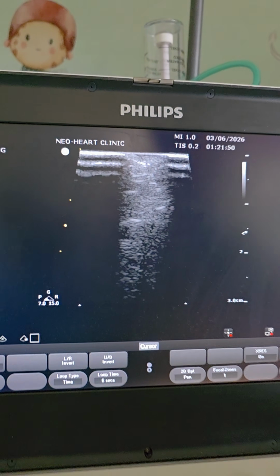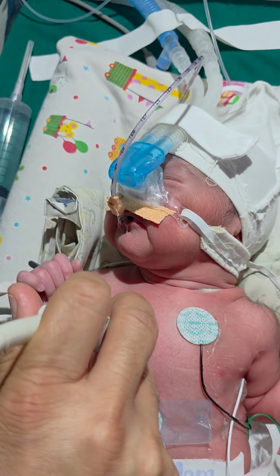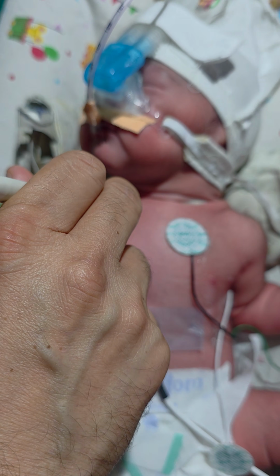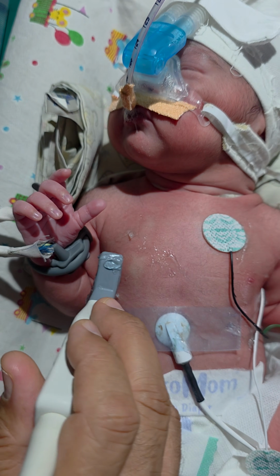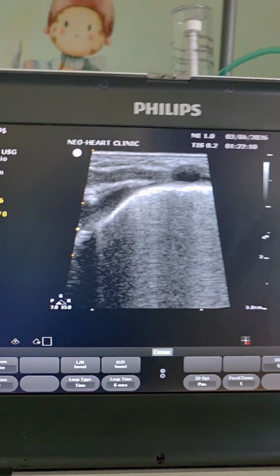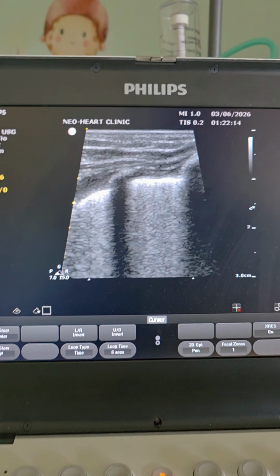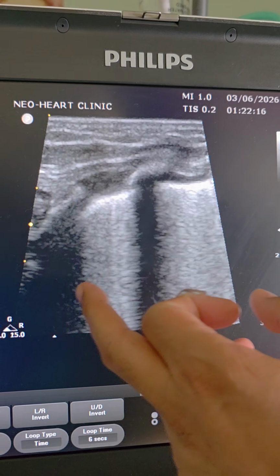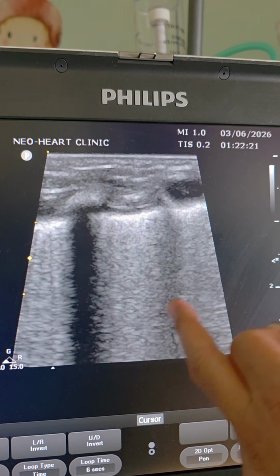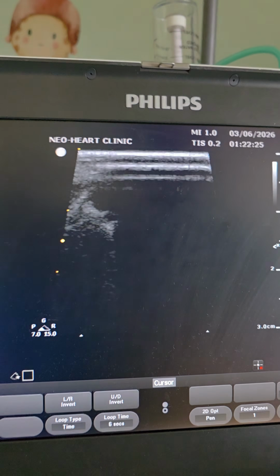So now I am doing the right anterior. I will be doing right upper anterior, right lower anterior, and then right lateral. So here also you can see confluent B lines in the segments. AIS. So right upper anterior 2.